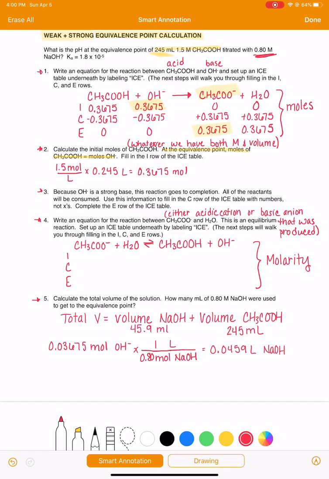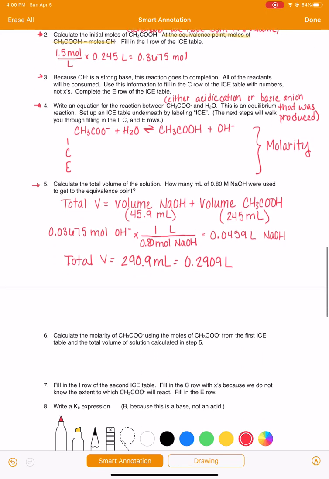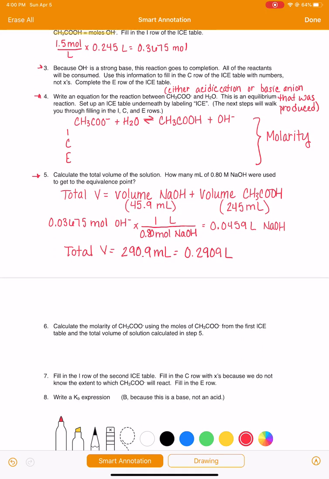45.9 milliliters. So our total volume is the volume of the NaOH, 45.9, plus the acetic acid, 290.9 milliliters, or 0.2909 liters. Now that we know the volume, we can calculate the molarity of the CH3COO-. So we're on to step 6.